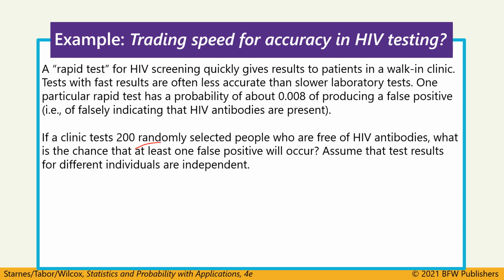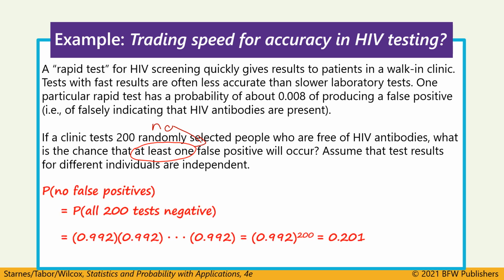So when we see this phrase, at least one, we want to treat it as a complement problem because there's way too many situations where at least one person will get a false positive. It could be 1 out of 200, 2 out of 200, and so on, all the way up to all 200 getting false positives. The only situation where we don't have at least one false positive is where we have no false positives at all. So we're going to find the probability of that, and we're going to subtract it from 1.